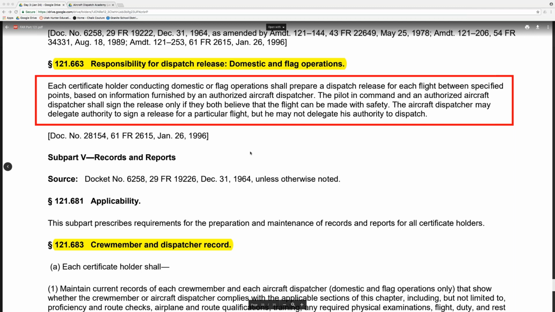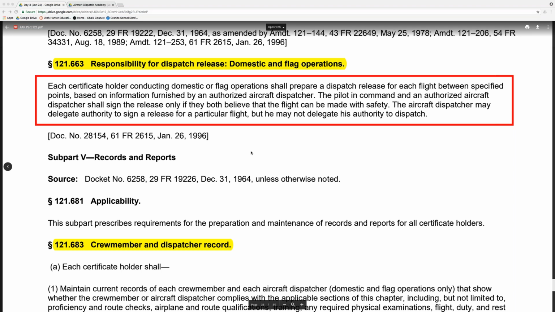Each certificate holder conducting domestic or flag operations shall prepare a dispatch release for each flight between specified points. Based on information furnished by an authorized aircraft dispatcher, the pilot in command and an authorized aircraft dispatcher shall sign the release only if they both believe that the flight can be made with safety. The aircraft dispatcher may delegate authority to sign a release for a particular flight, but he may not delegate his authority to dispatch.